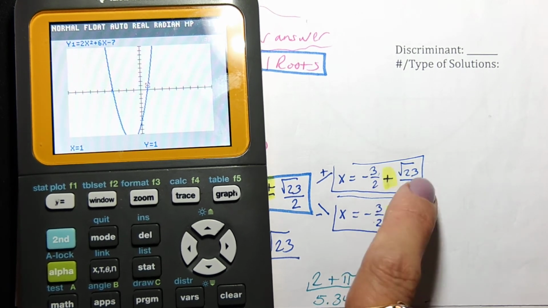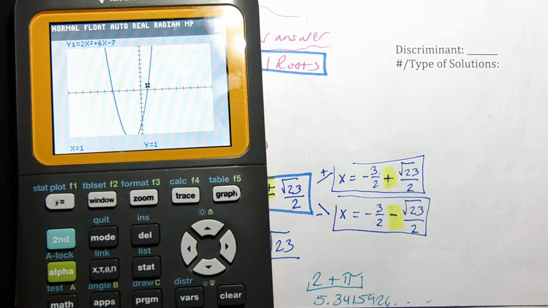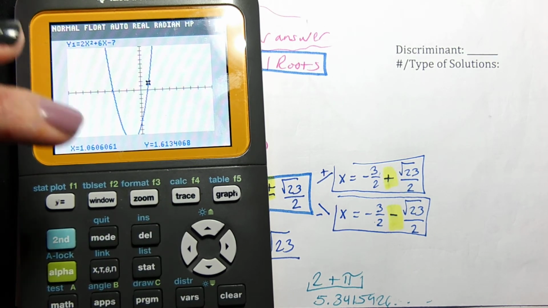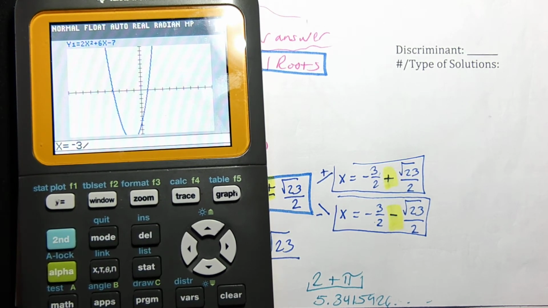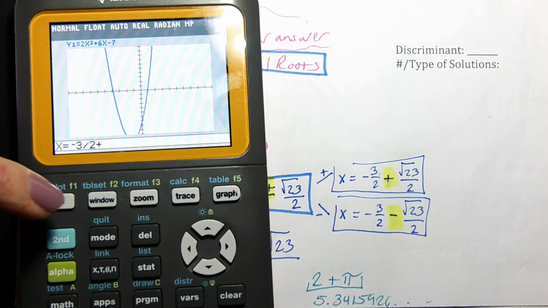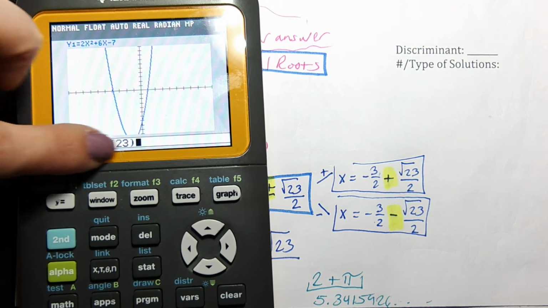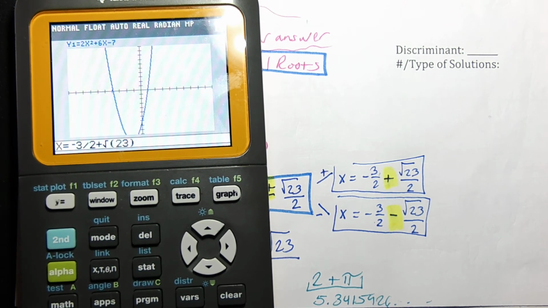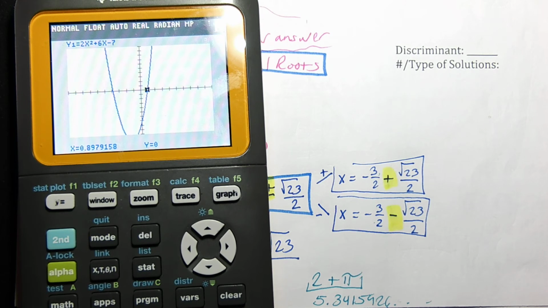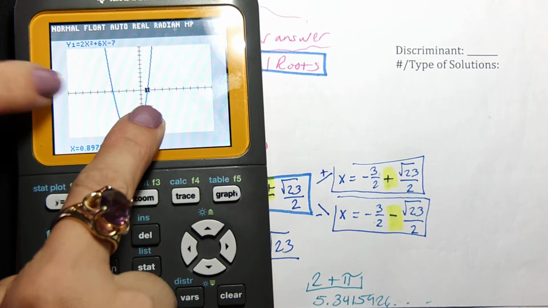This horrible looking irrational number. If I hit trace and type in negative 3 divided by 2 plus square root of 23, and your parentheses to close off the square root, divided by 2, we get exactly 0. Isn't this what we wanted that whole time in the table? We wanted a number and 0. That horrible looking number is the real deal. That's what gives us the y value of 0.